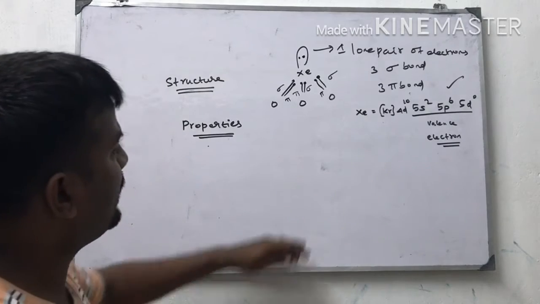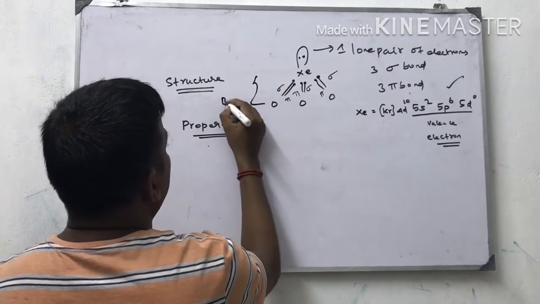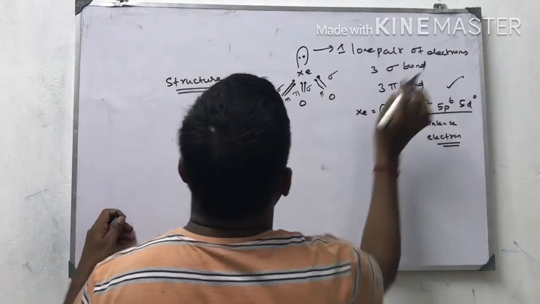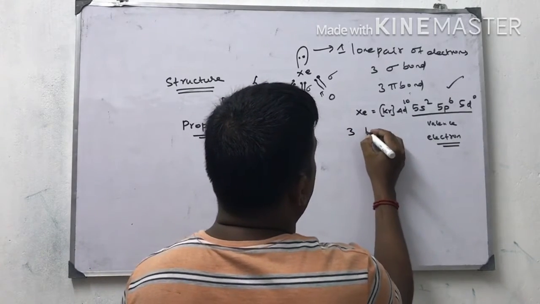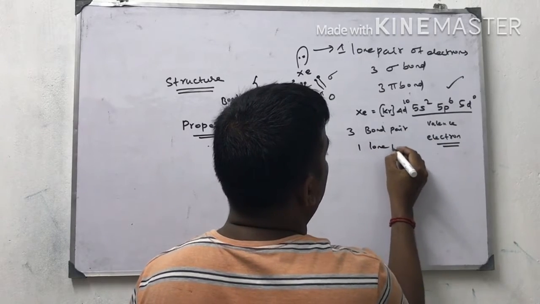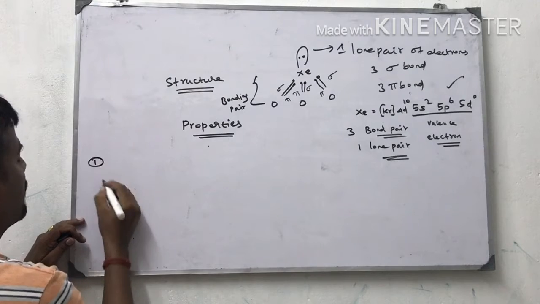Of the 8 electrons, 3 electron pairs are involved in bonding. This is called the bonding pair, and this one is called the lone pair. In xenon trioxide, there are 3 bond pairs and 1 lone pair of electrons. Next I am going to tell about the properties.